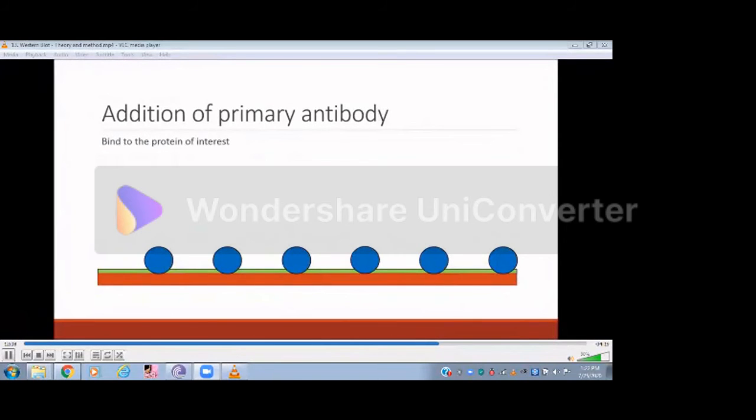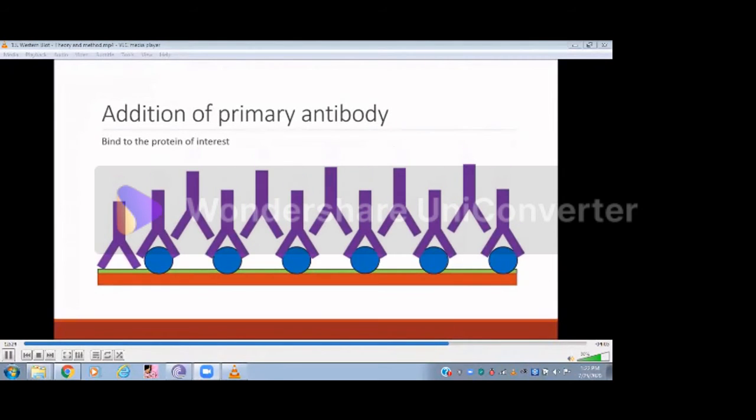Okay, so now we are ready to add our primary antibodies. These primary antibodies will only bind to our protein of interest. The antibodies we use are mouse monoclonal antibodies. So these are antibodies that were grown in a mouse which are specific to target these proteins. So we then flood our whole membrane with our primary antibodies.